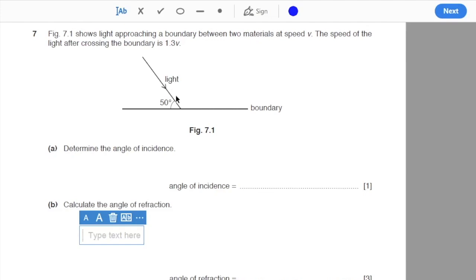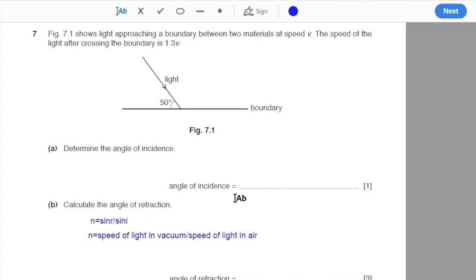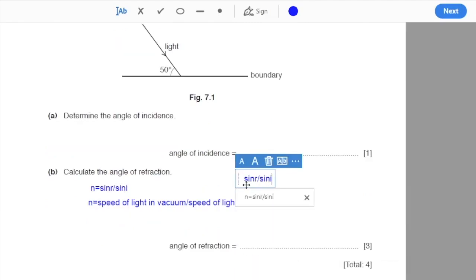And I'll be using one more formula over here. Refractive index equals speed of light in vacuum divided by speed of light in the medium, to find the angle of refraction. Now, since this is the same light, the refractive index isn't going to change, so I'll equate both. Sine r divided by sine i equals speed of light in the first medium divided by speed of light in the second.